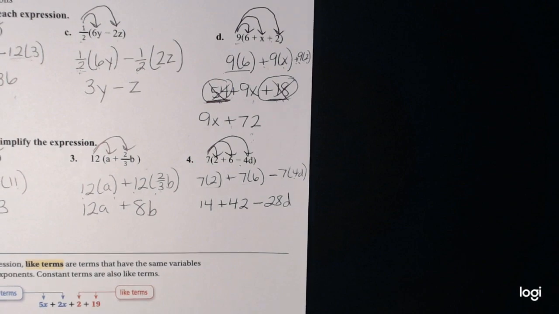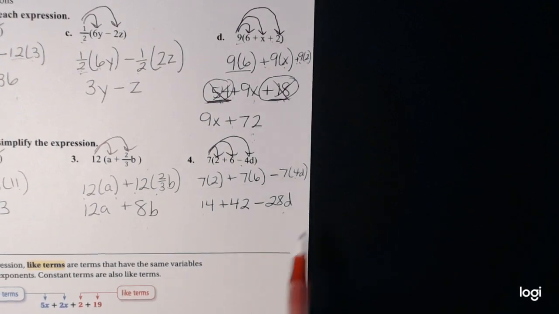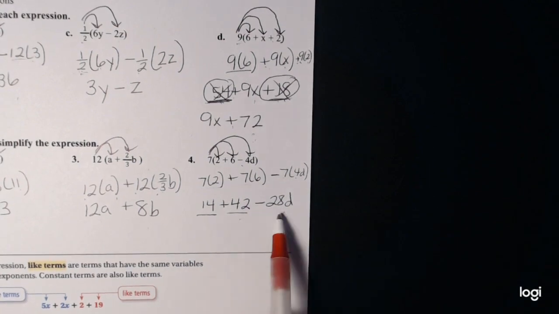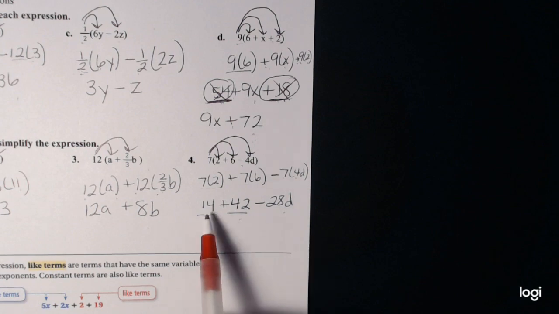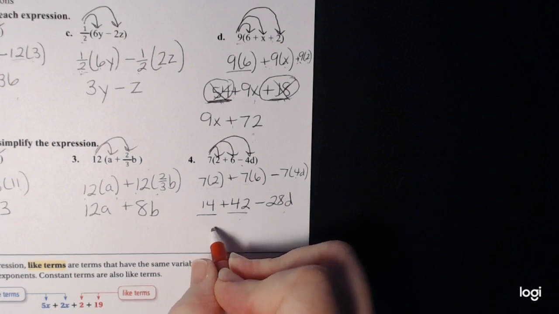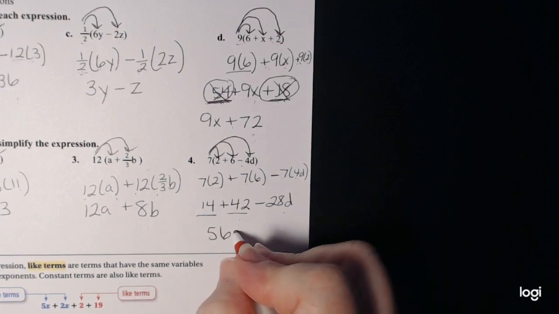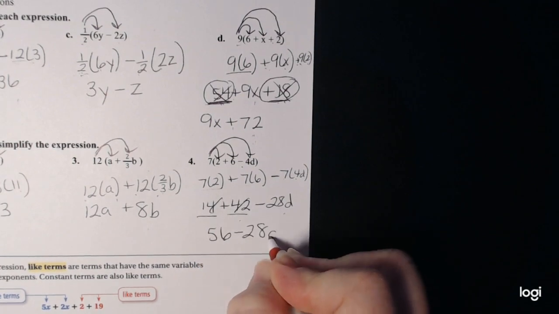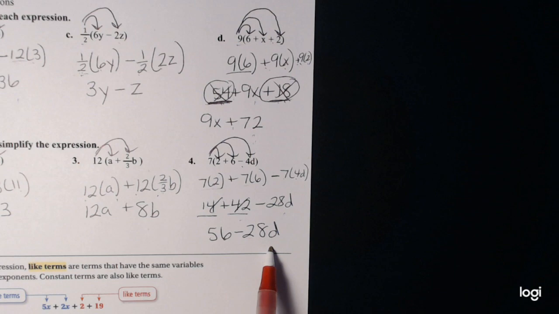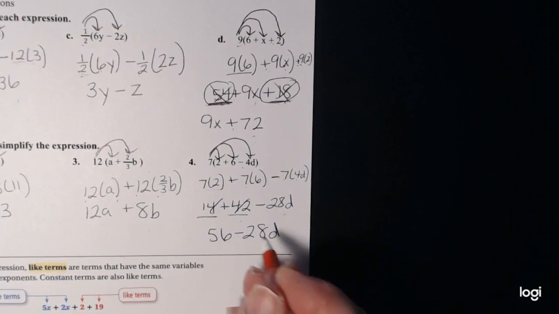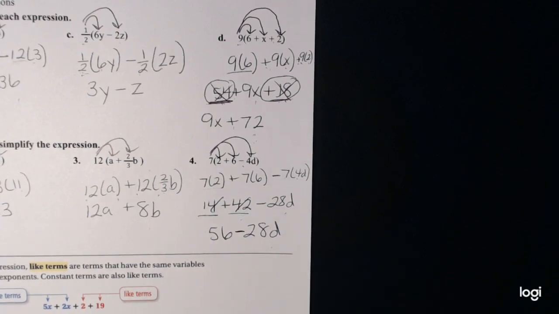28D. I have 3 terms here. These are just plain integers or constants. So we're going to put these two together. We can't put it with the D because that's different. That's got a variable. 14 plus 42, most of you can solve that one in your head, which is 56 minus 28D. And we're going to leave the variable here at the end instead of putting it in the front, just because we have a negative here. And we'll talk more about positive and negatives.